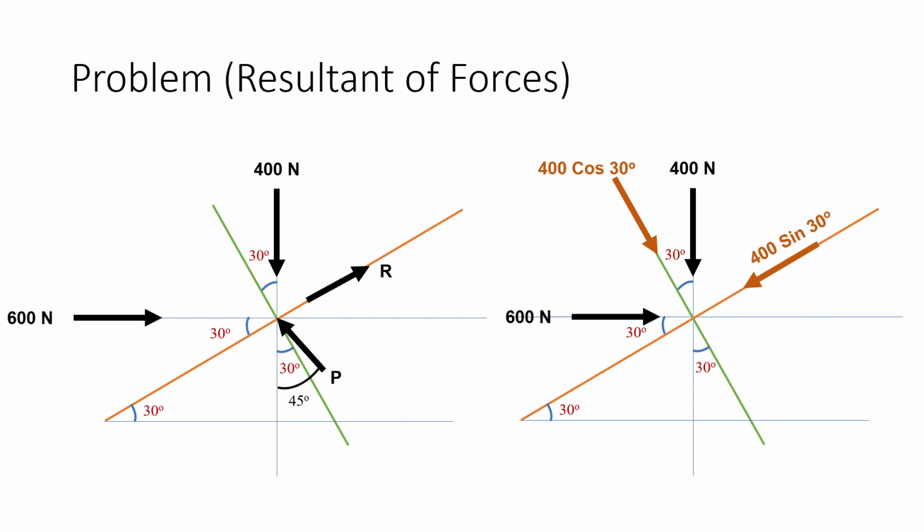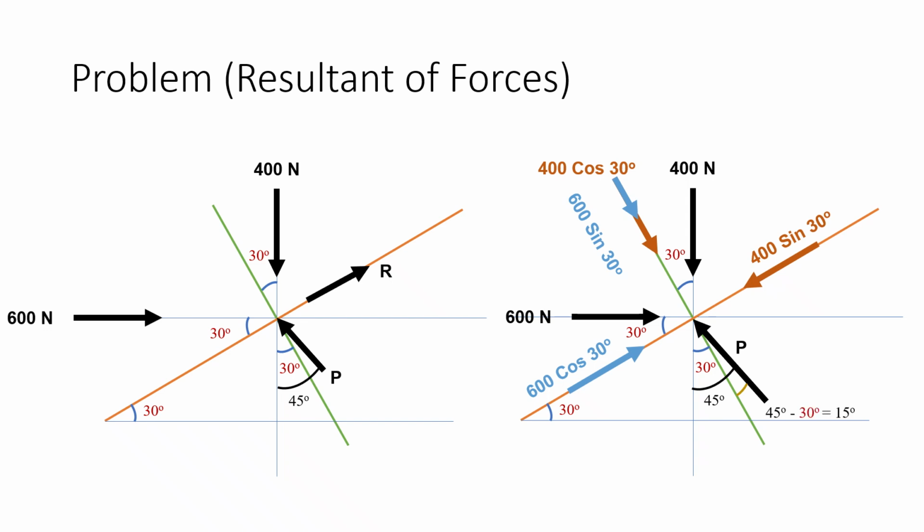Similarly, I have a 600 Newton force, which is making an inclination of 30 degrees with respect to the rotated x axis. So if I resolve it, I'll get 600 sine 30 degrees with respect to the rotated y axis and 600 cos 30 degrees with respect to the rotated x axis. Similarly, I have this pressure P, which is making an inclination of 45 degrees.